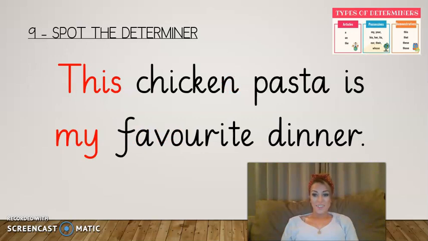Number 9. This chicken pasta, which chicken pasta? This chicken pasta is my favourite dinner. Whose favourite dinner? My favourite dinner. So this is a demonstrative. So it demonstrates which chicken pasta I'm talking about. Which one? This one. Not that one. This one. And it's whose favourite dinner? It's my favourite dinner. So my was a possessive determiner.